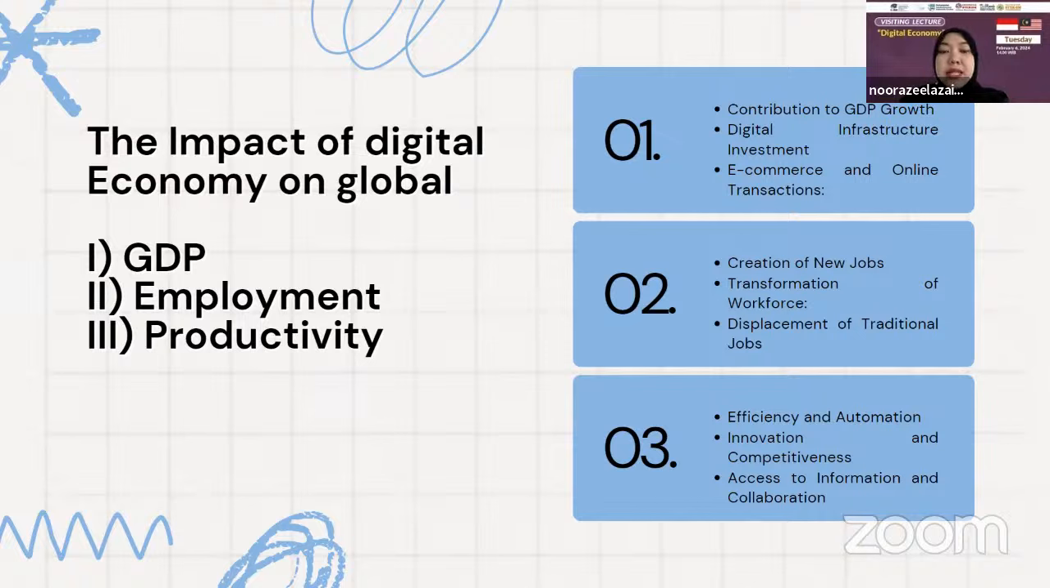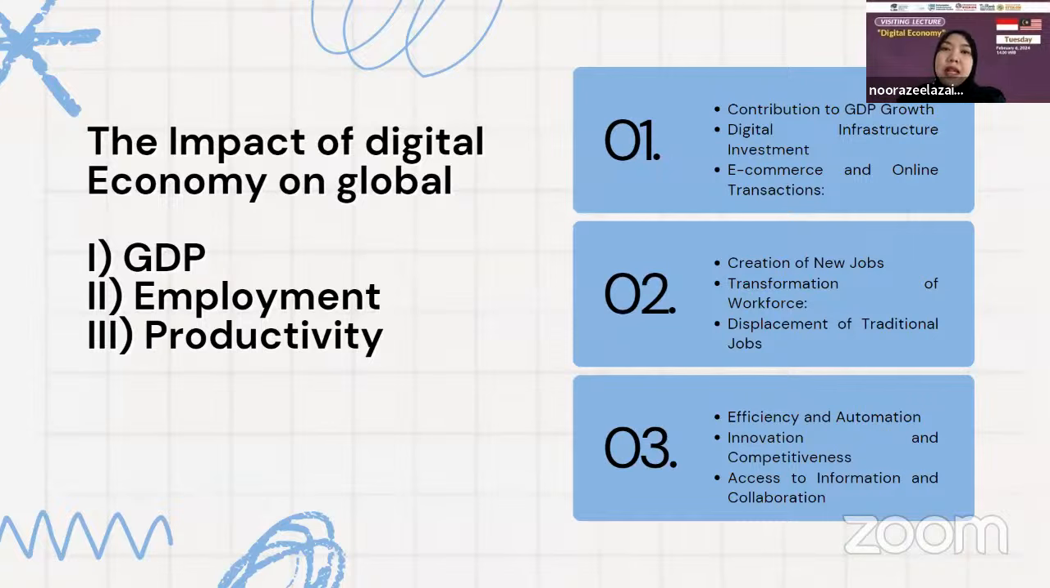The last is the displacement of traditional jobs. While the digital economy creates new job opportunities, it also leads to the automation of routine tasks and the displacement of traditional jobs in sectors such as manufacturing, retail, and ancillary services. This requires workforce reskilling and adaptation to new digital roles.